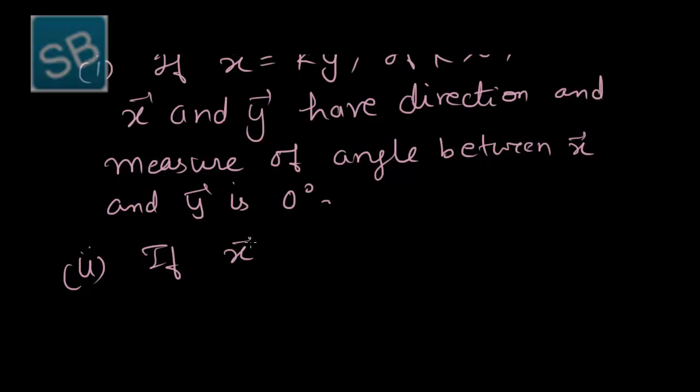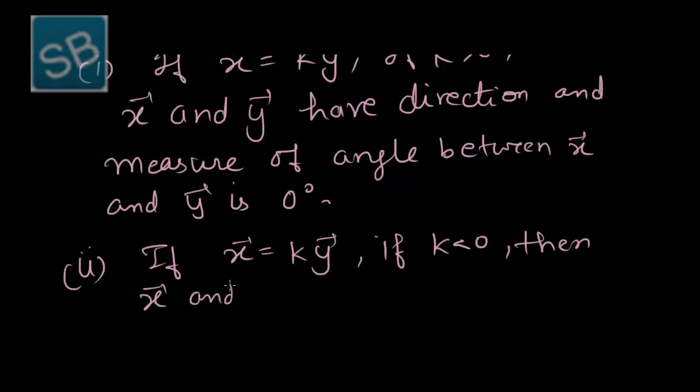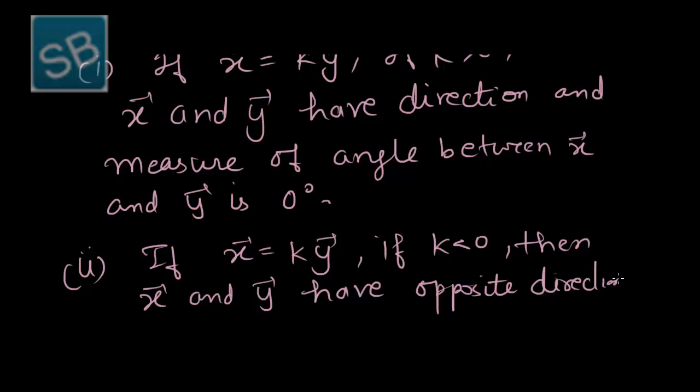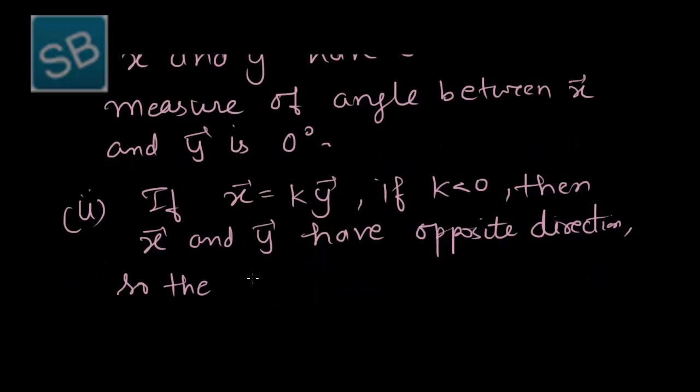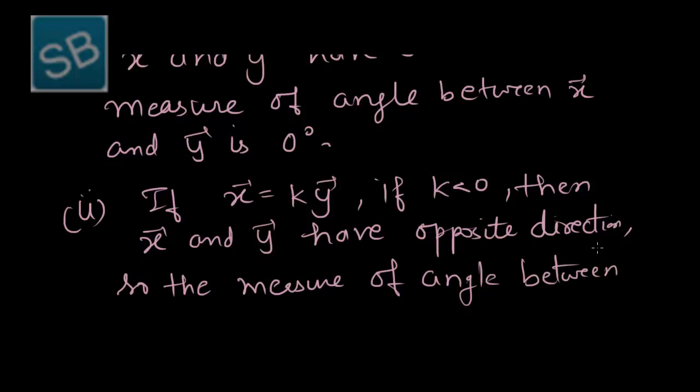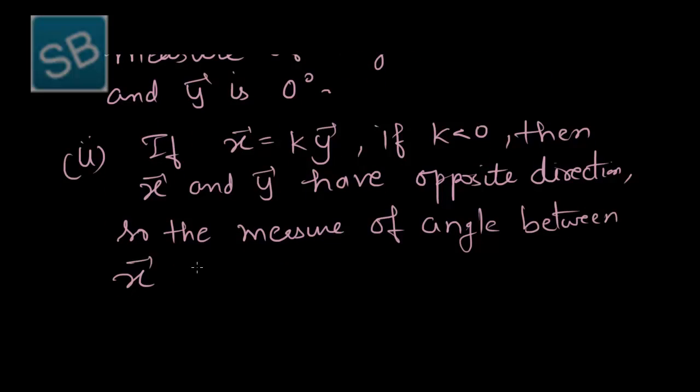And if vector x is equal to k times vector y and if k is less than 0, then vector x and vector y have opposite direction, so the measure of the angle between vector x and vector y is pi.